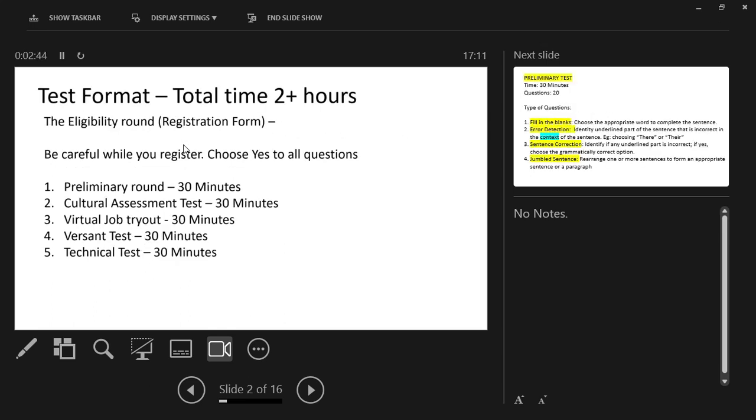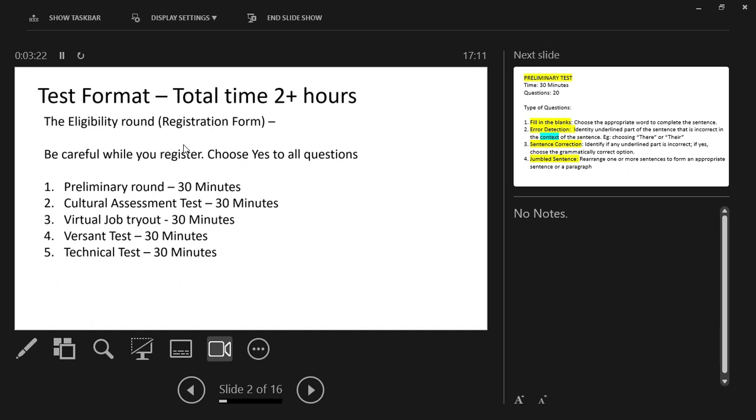Now, this is the test format. Like I mentioned, the time for the test is 2 plus hours. There is an eligibility round which is in the form of a registration form. Please remember that we have to be careful while registering our details on the form. You need to choose yes to all the questions wherever possible. For example, the questions are: would you like to work on the weekends? Would you like to work during the festivals? Would you like to work during night shifts or 24 by 7 shifts? The answer to this is yes.